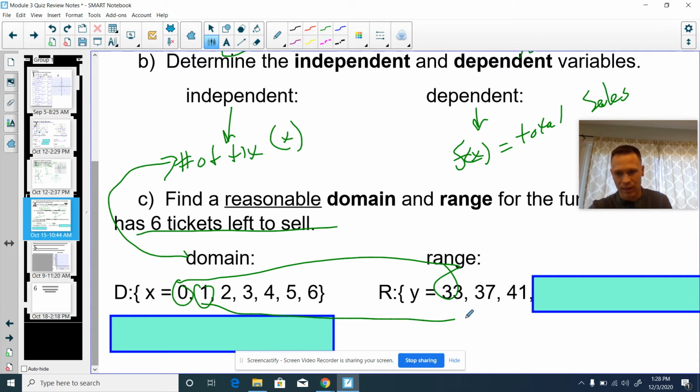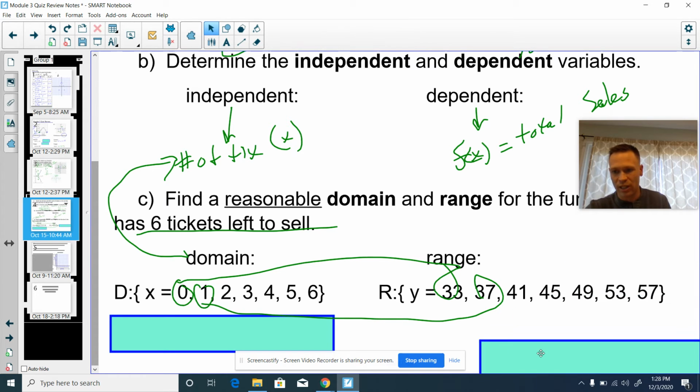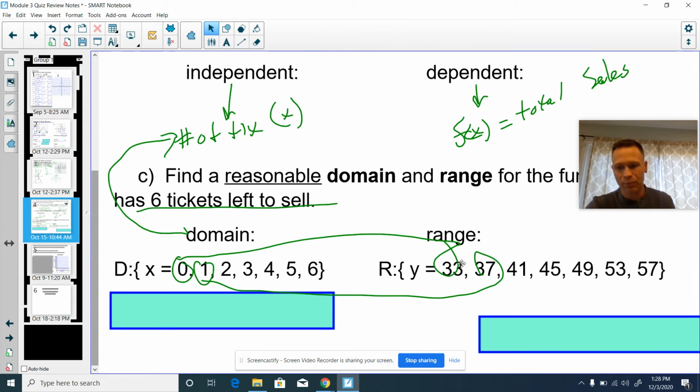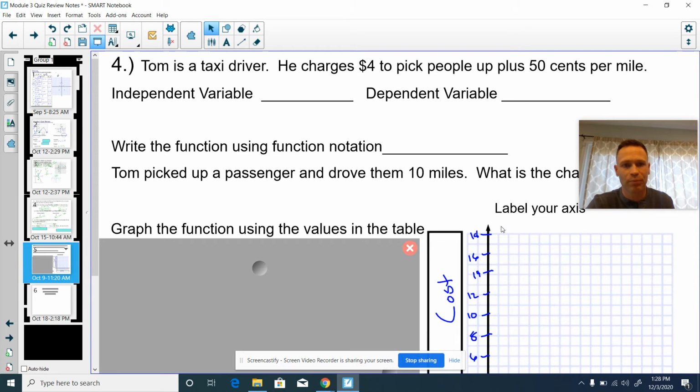So I'm just going to annotate that a little bit. Okay, they all have to match. So these are my range values that match with that. If you notice, it's just adding 4 each time because every time I sell a ticket, I collect $4 more. So that's how you find the reasonable domain and range.